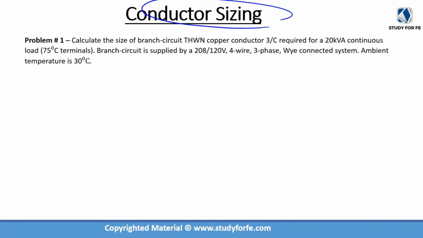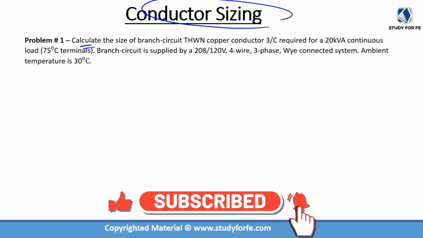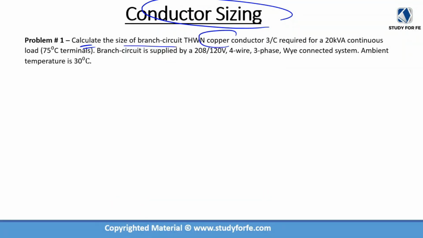Let us now apply our knowledge in order to solve these practice problems. Problem number one is asking us to calculate the size of branch circuit. This is the type of the conductor we are using. It's a copper conductor for a 20 kVA continuous load, and the terminals are rated as 75 degrees C.